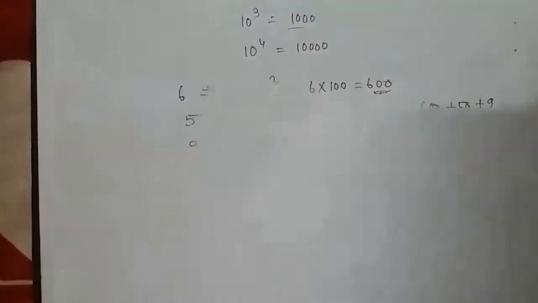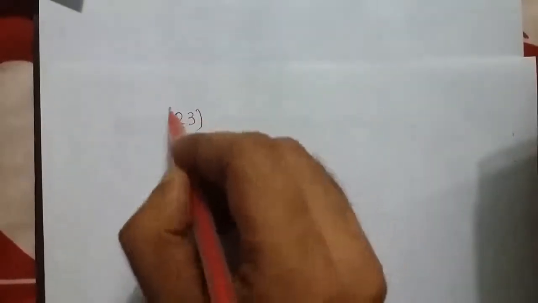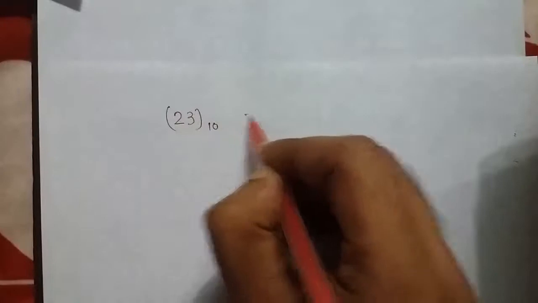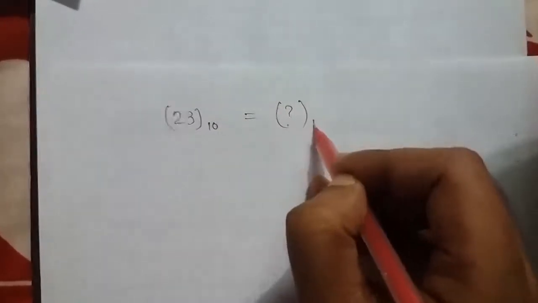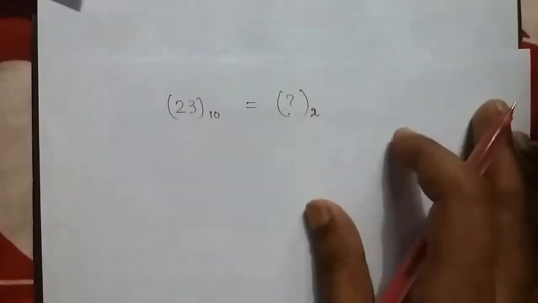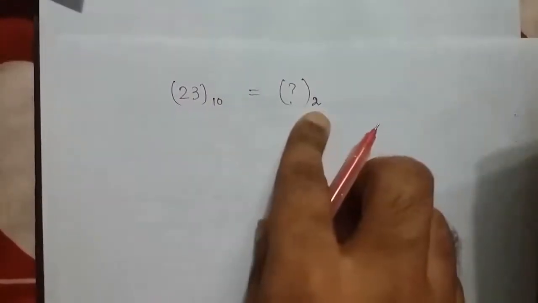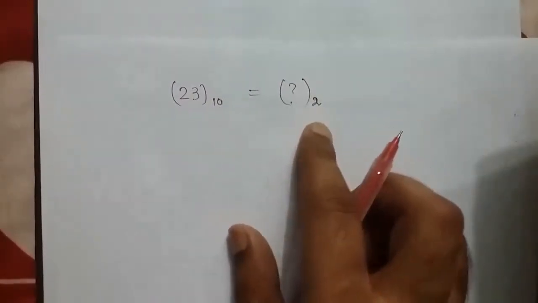So I am taking one example here. Suppose I will convert 23, the decimal number, into binary number. So 23 in decimal equals to how much in binary? Because the base I have given here is 2. So how much in binary?